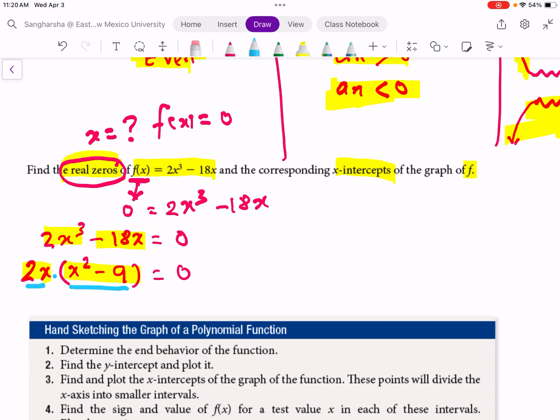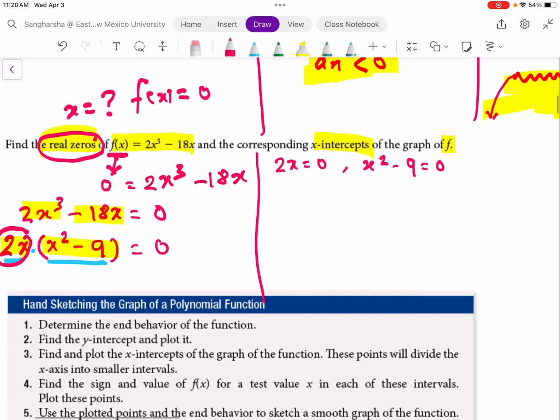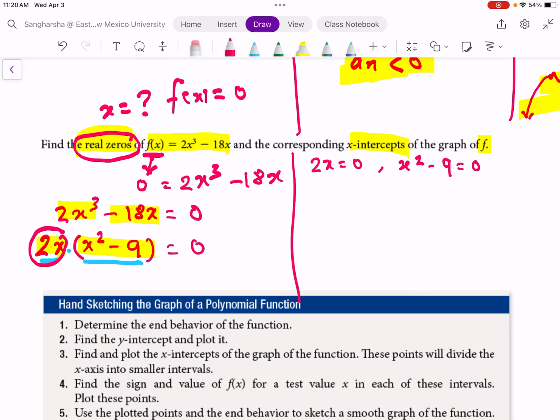So when you have the product of two numbers, or the product of more than two numbers, then at least one of those numbers has to be 0. It can be the first number or the second number. So what we do here is set each factor equal to 0. We have 2x equals 0, and the second factor, x squared minus 9 equals 0. Once you have expressed one side of your equation in factor form, you set each factor equal to 0.